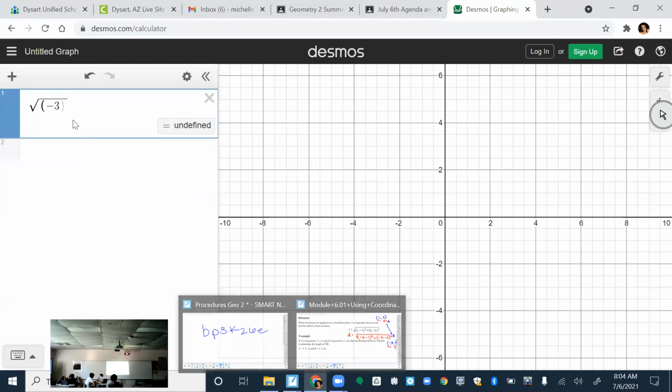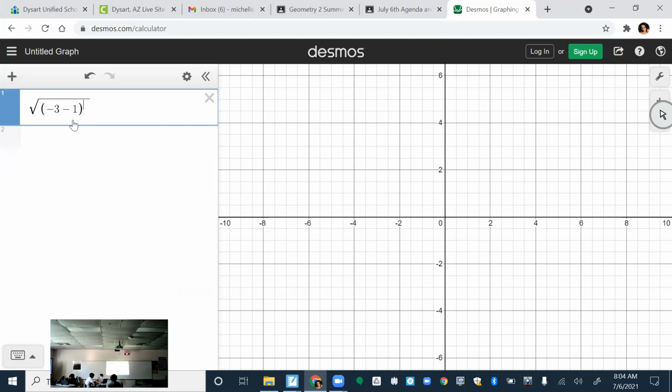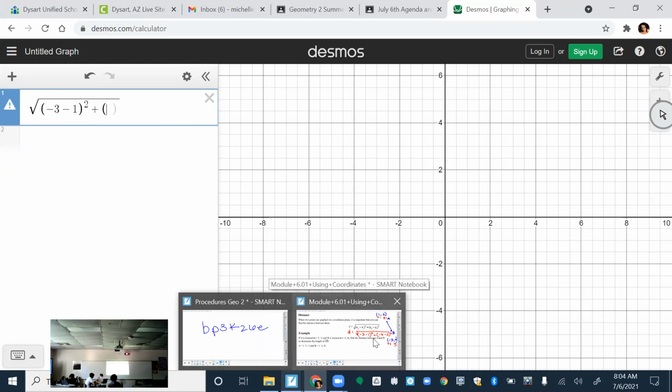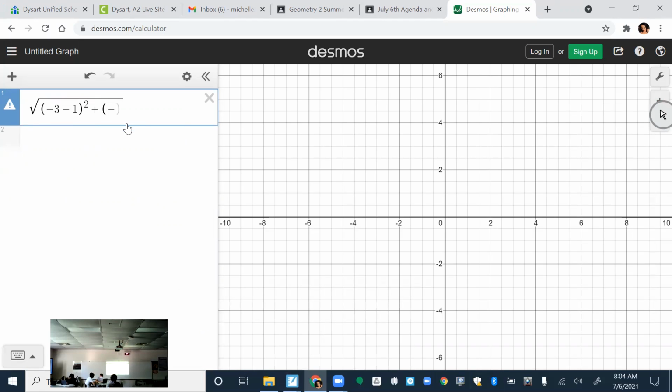So -3 minus 1 squared. Don't forget the parentheses. -4 minus 2 squared. All right, and then it gives me whatever number that is. On some of your homework problems, it asks for you to give the decimal answer. On other problems, it asks you to give like the radical.